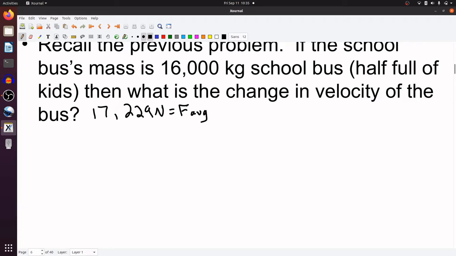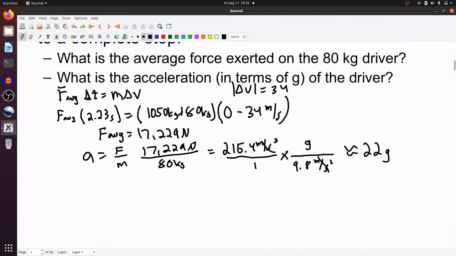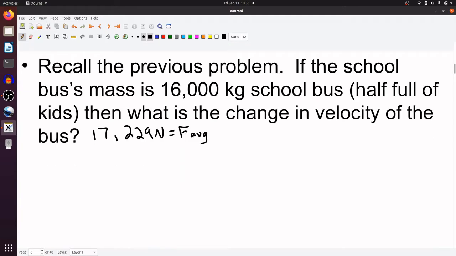So we know our average force. We've got that. And we also know our change in time of the collision. Our impulse is actually the same, but we never calculated it, not completely. And so I'm going to use the impulse momentum theorem again. F average delta T is equal to M delta V.